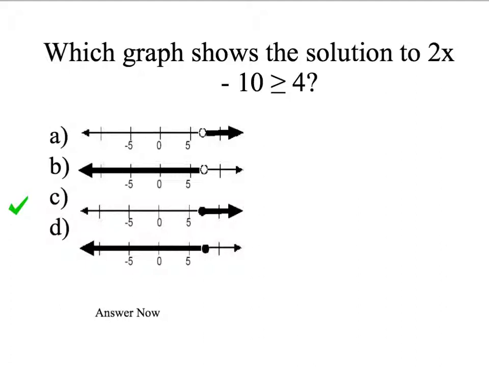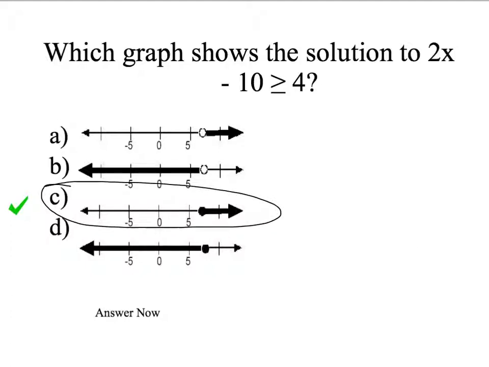Go ahead and try this example out. Take a few seconds. Which graph below shows the solution to 2x minus 10 is greater than or equal to 4? That would be graph C. Right there.